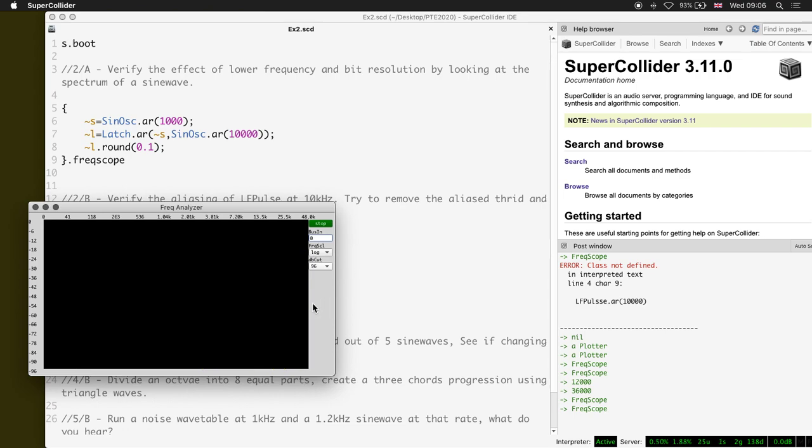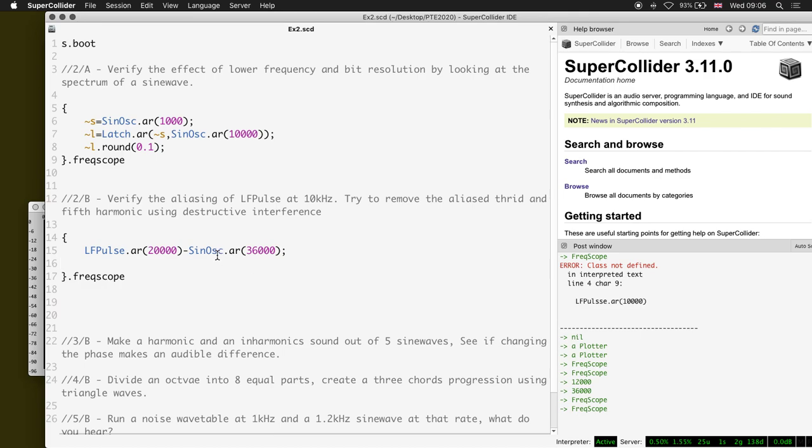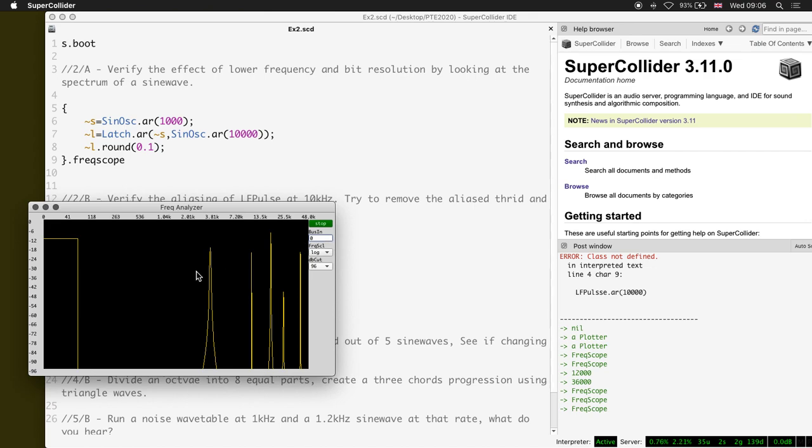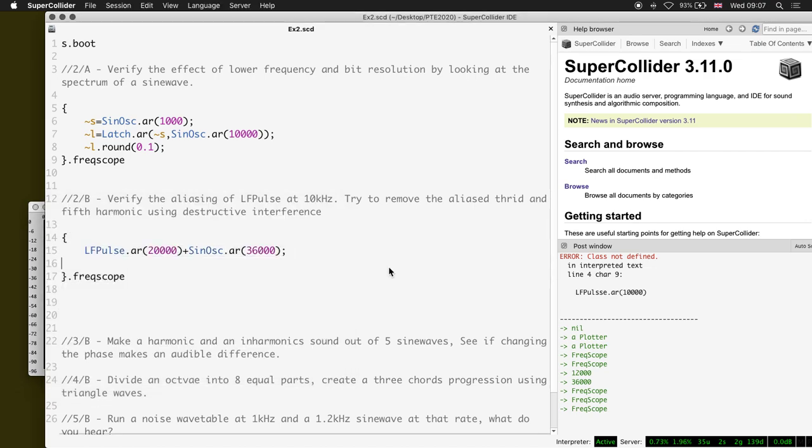Okay, so what we could do is we could play with the phase of this sine wave such that we see whether there would be another phase at which they would destructively interfere. I mean, before that I can also try to add, would that make a difference? Doesn't seem to make a difference. Okay, so let's try the phase moving trick.